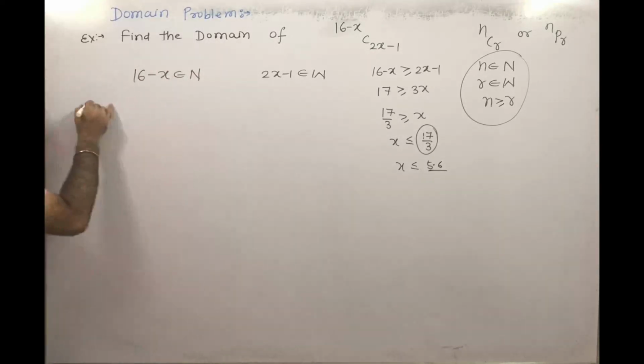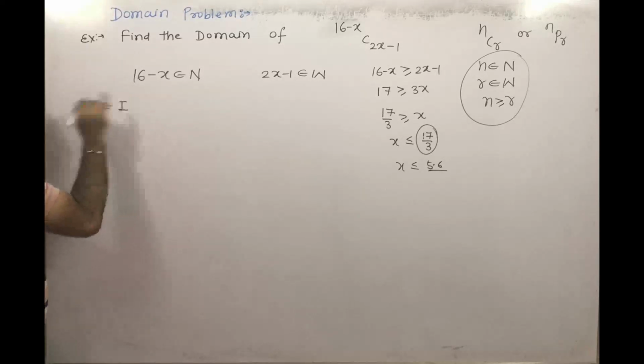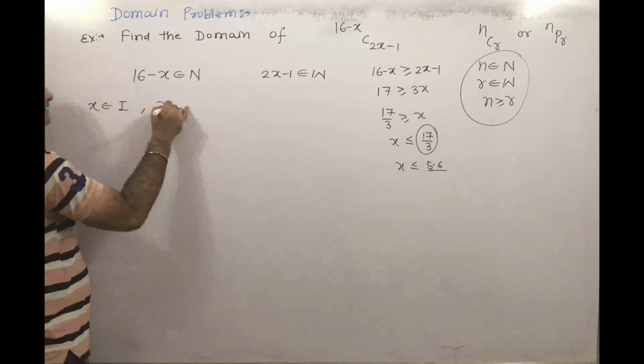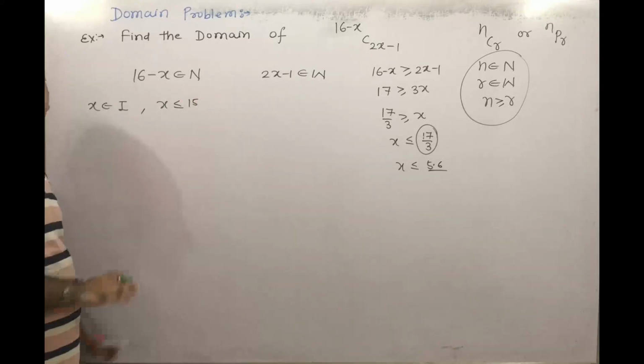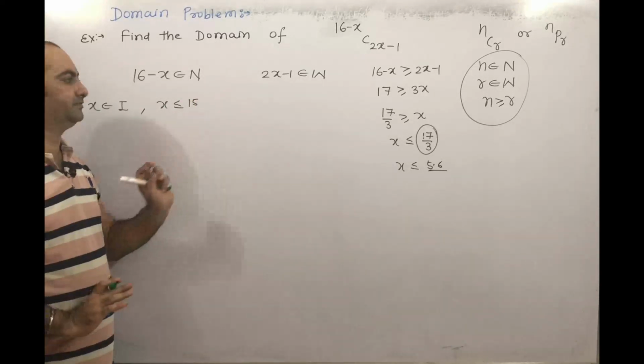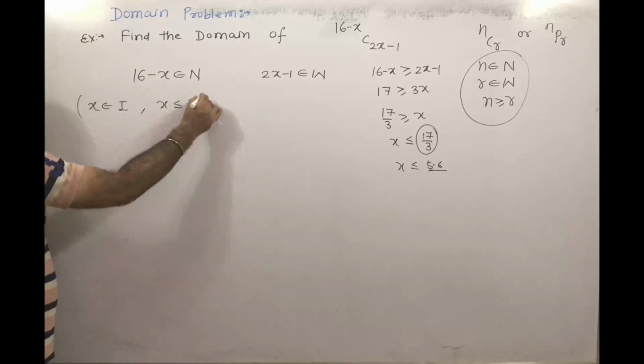So what will come here? This is all the negative integers and positive integers up to 15. So x belongs to integers, and x should always be less than or equal to 15. So the integers are the negative integers plus 1 to 15. This will come. So from here we can say this.